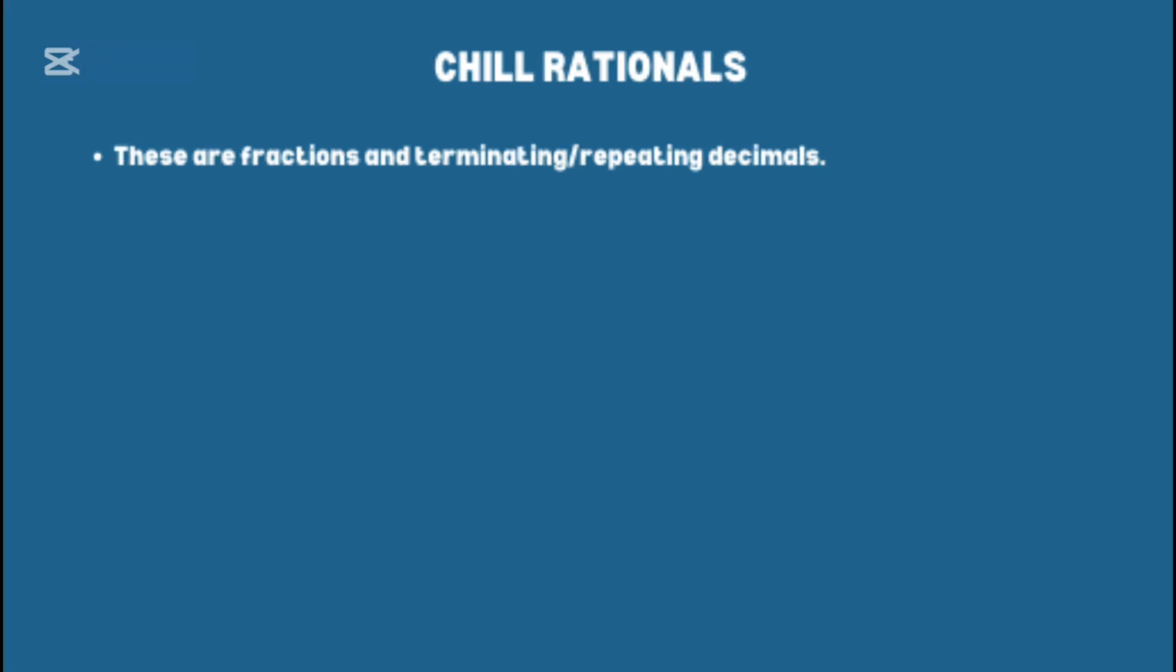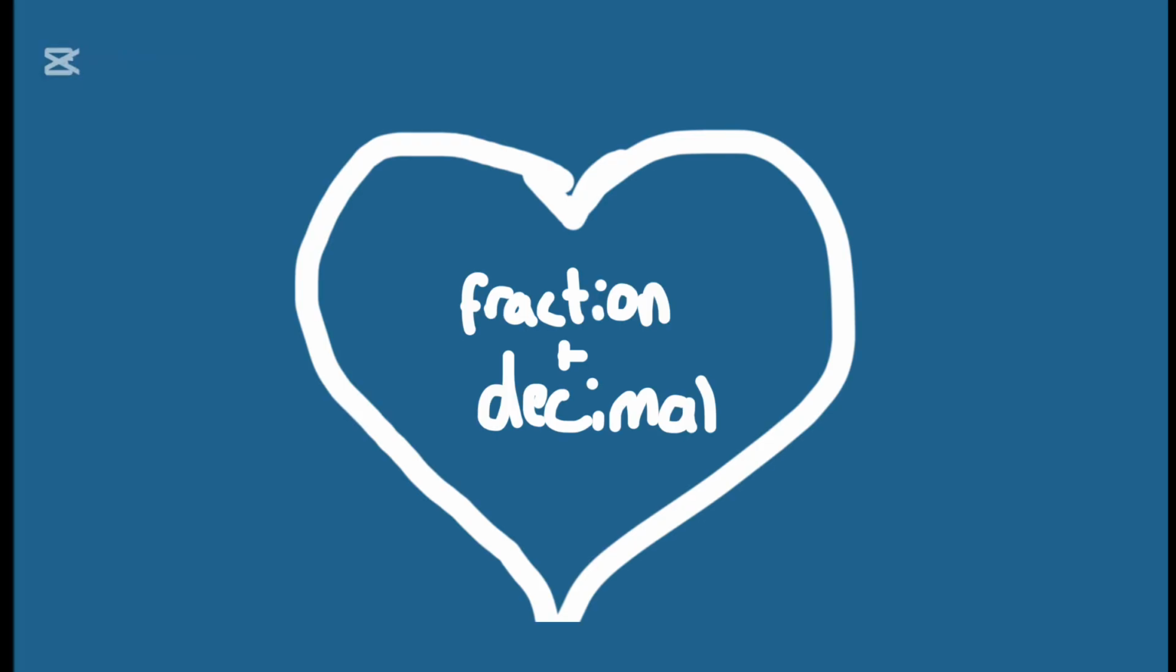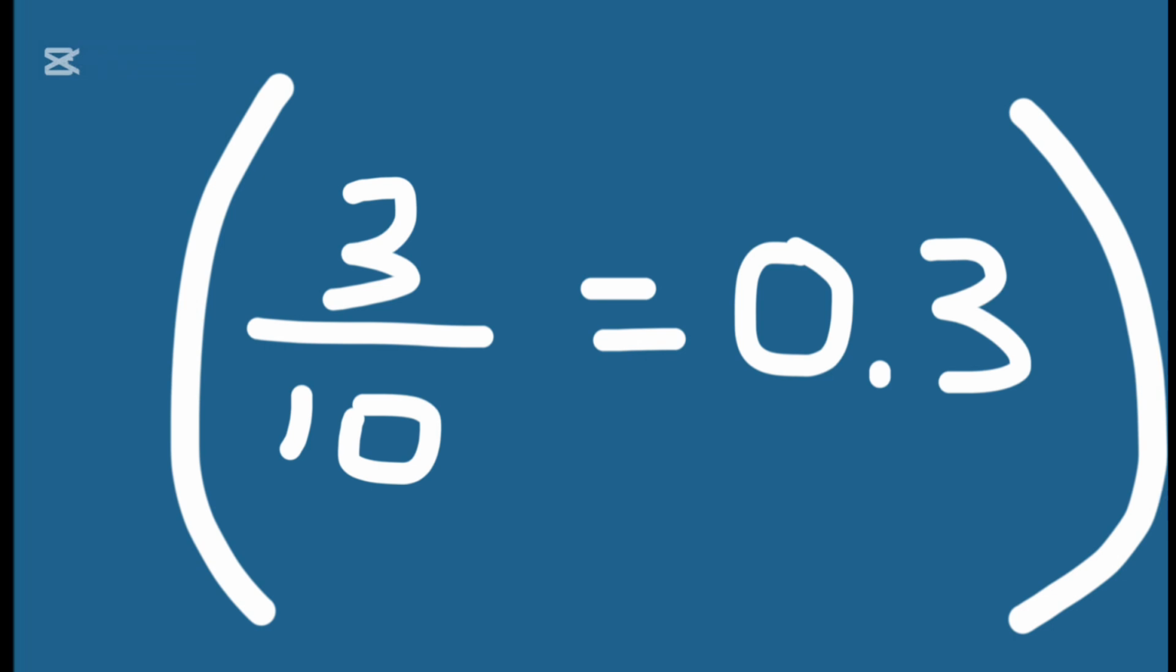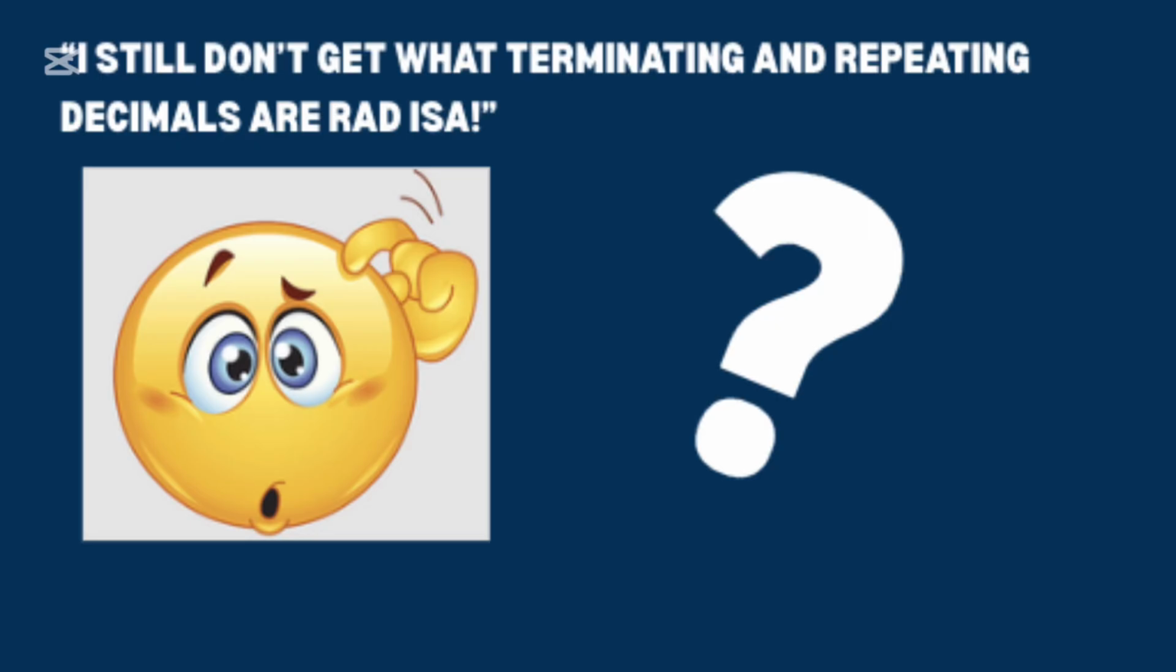Now we're going to be talking about chill rationals. These are fractions and terminating or repeating decimals. And I know you're thinking, what does this mean, Radisa? Well, we know that fractions and decimals are pretty intertwined, and so this number category is basically the home of these two. Now, the next thing you might be thinking is, I still don't get what terminating and repeating decimals are. Well, say less, and let me explain.